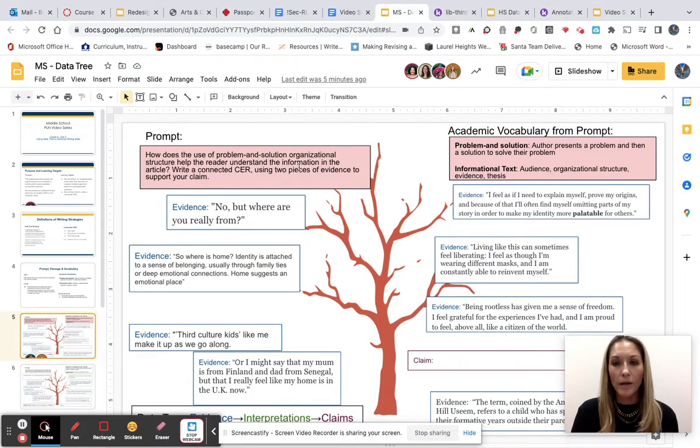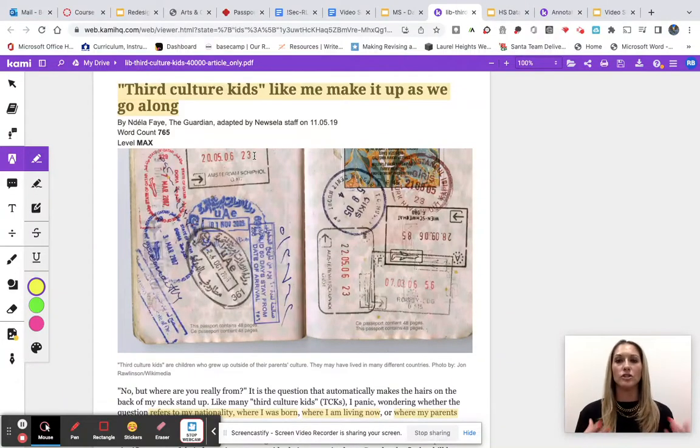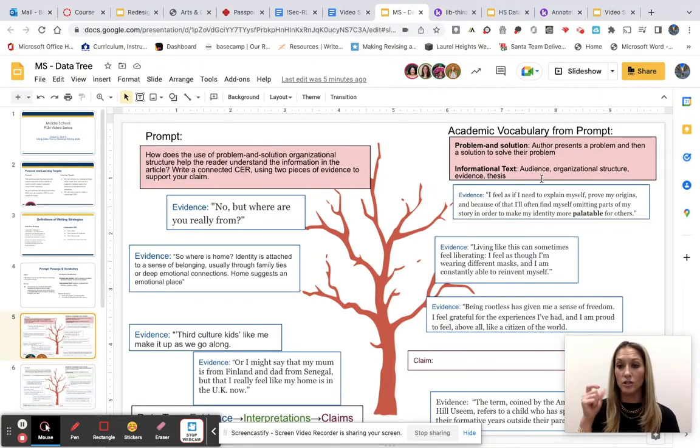So based on my prompt, I know that I have to collect evidence about problem and solution, and I might need to define that for myself. What is problem and solution? Problem and solution is the author presents a problem and then a solution to solve that problem. Also, I know from my reading that this is an informational text, and in my studies of the different genres, I know that I need to, as the reader, pay attention to the audience, the organizational structure, any evidence that the author is presenting to me, the reader, and the thesis. This is just the genre characteristics of an informational text.